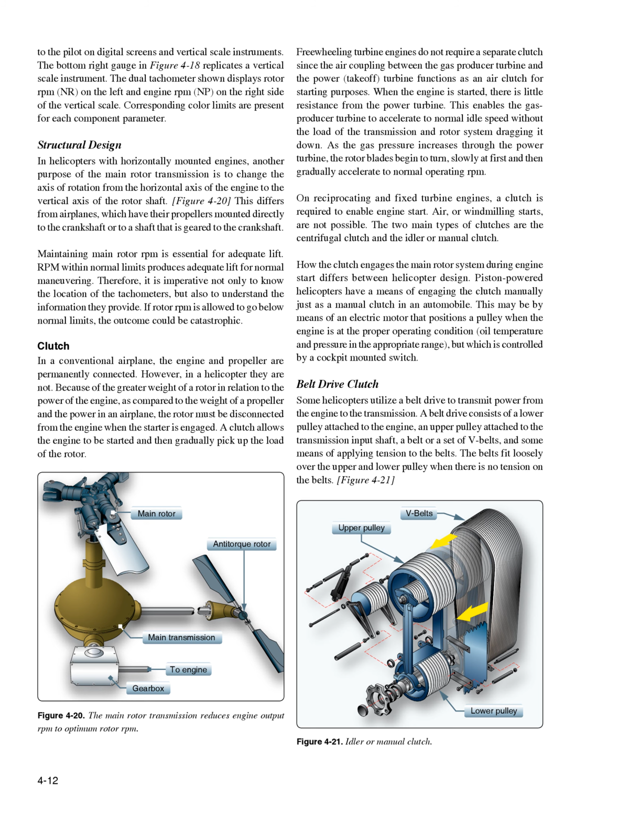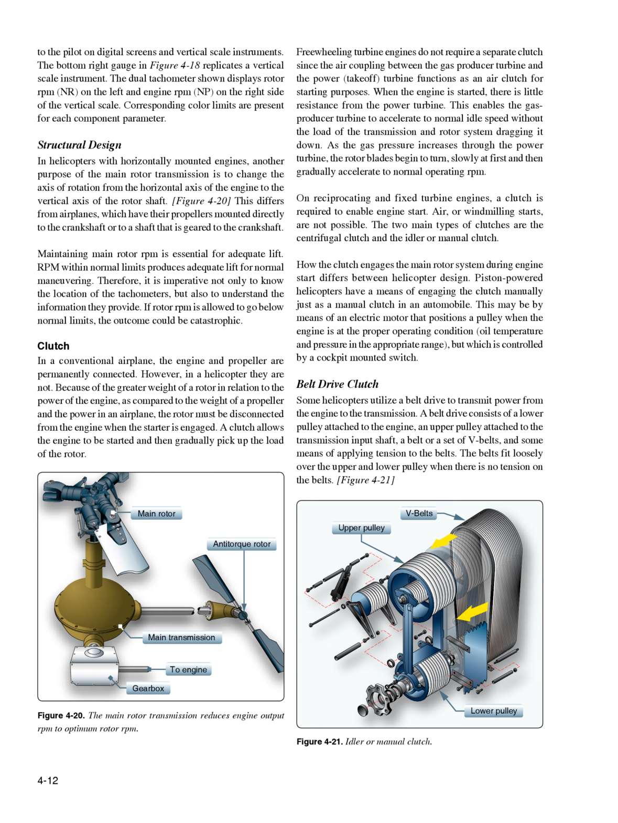Clutch. In a conventional airplane, the engine and propeller are permanently connected. However, in a helicopter they are not. Because of the greater weight of a rotor in relation to the power of the engine, as compared to the weight of a propeller and the power in an airplane, the rotor must be disconnected from the engine when the starter is engaged. A clutch allows the engine to be started and then gradually pick up the load of the rotor.